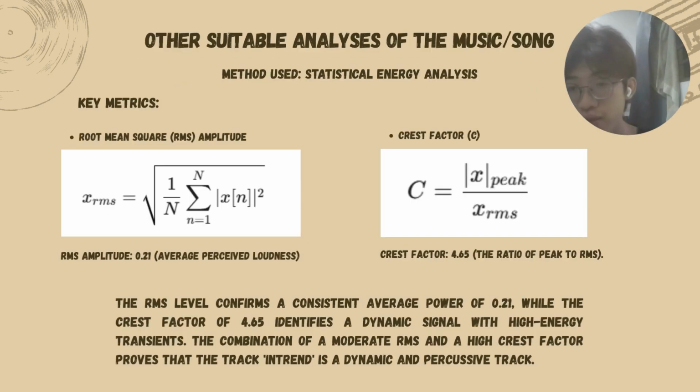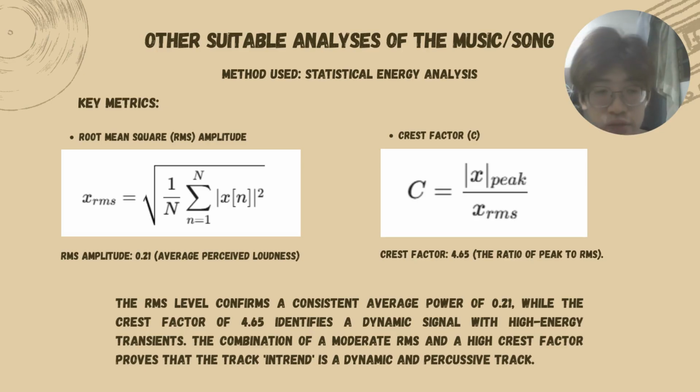The other method to analyze the music and song is the statistical energy analysis, and there are two key metrics, which are the root mean square RMS amplitude and also the crest factor. The RMS value we calculated, with an average power of 0.21, represents a sustained loudness the human ear can actually hear rather than just a single spike.